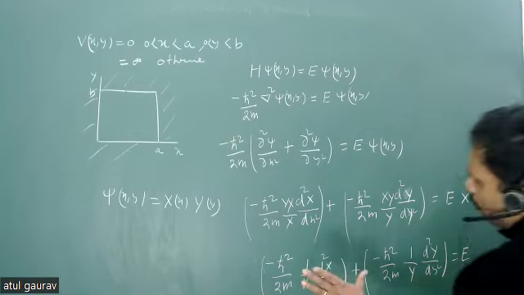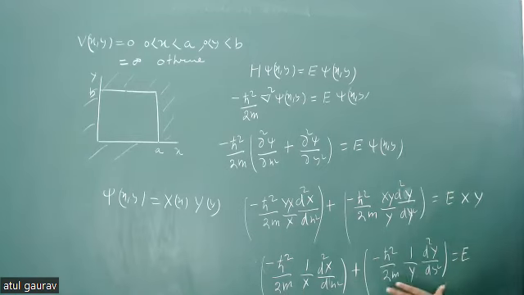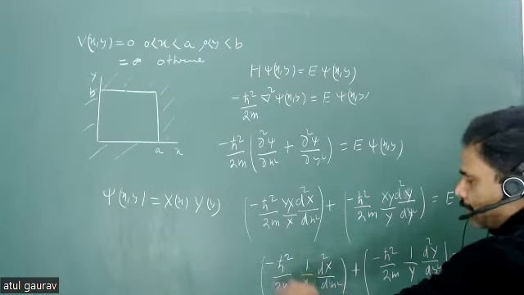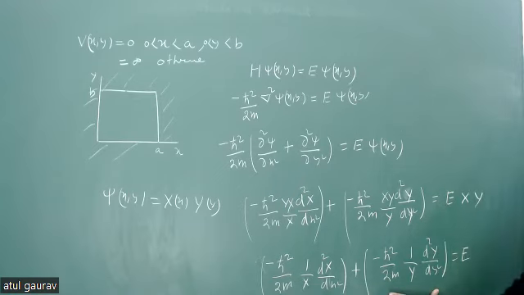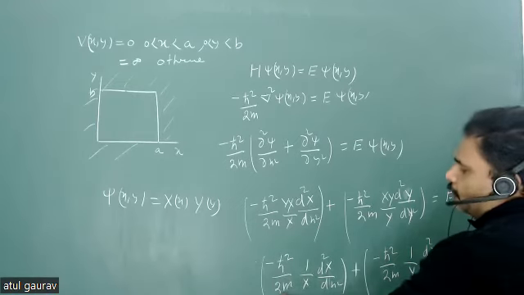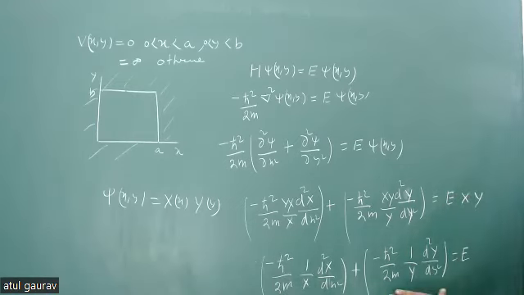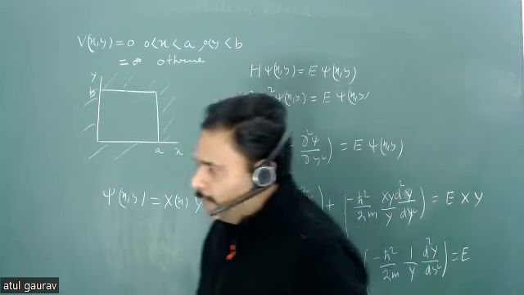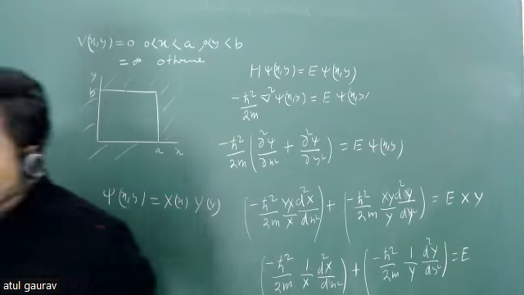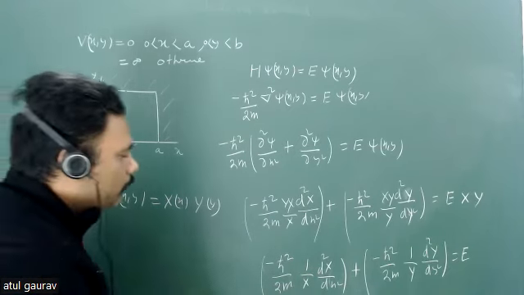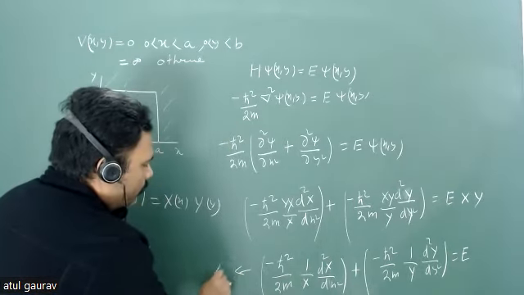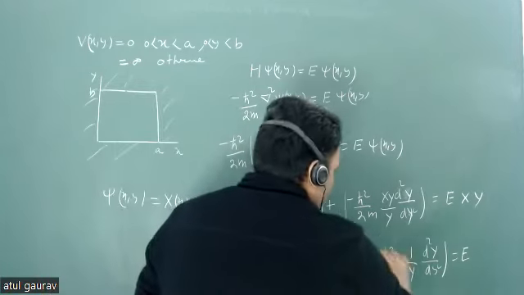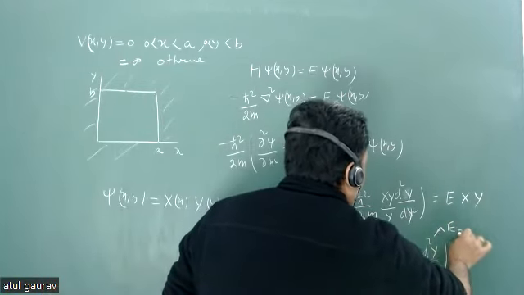Now you can see this part is only a function of x and this part is only a function of y. So independently we can give some number for each, and this is energy. This is one form of energy and this is another form of energy. Obviously, this energy is associated with the x variable and this energy is associated with the y variable. So let's try to solve this equation. I can put this whole thing as Ex and this bracketed term as Ey.